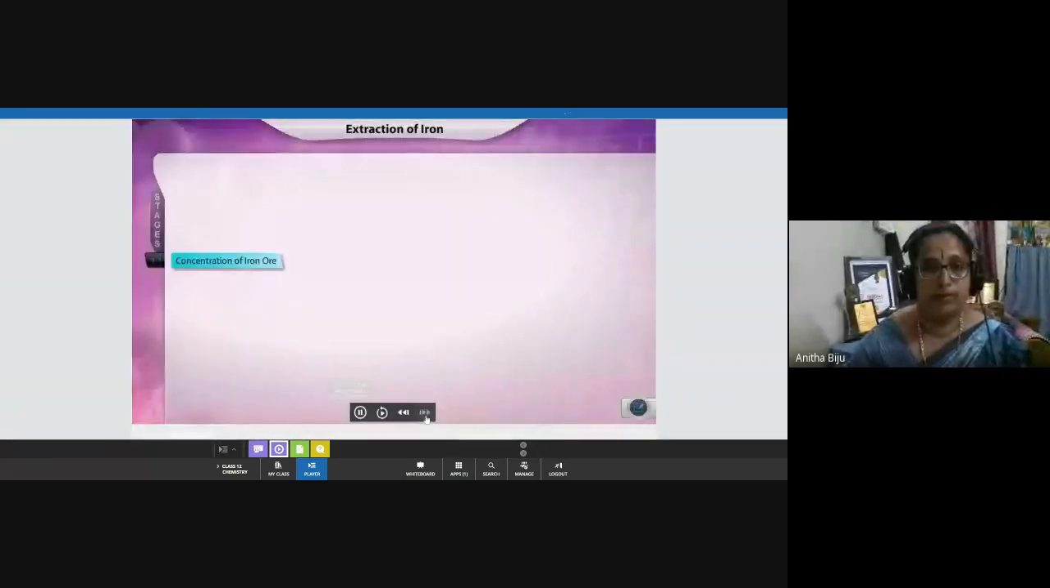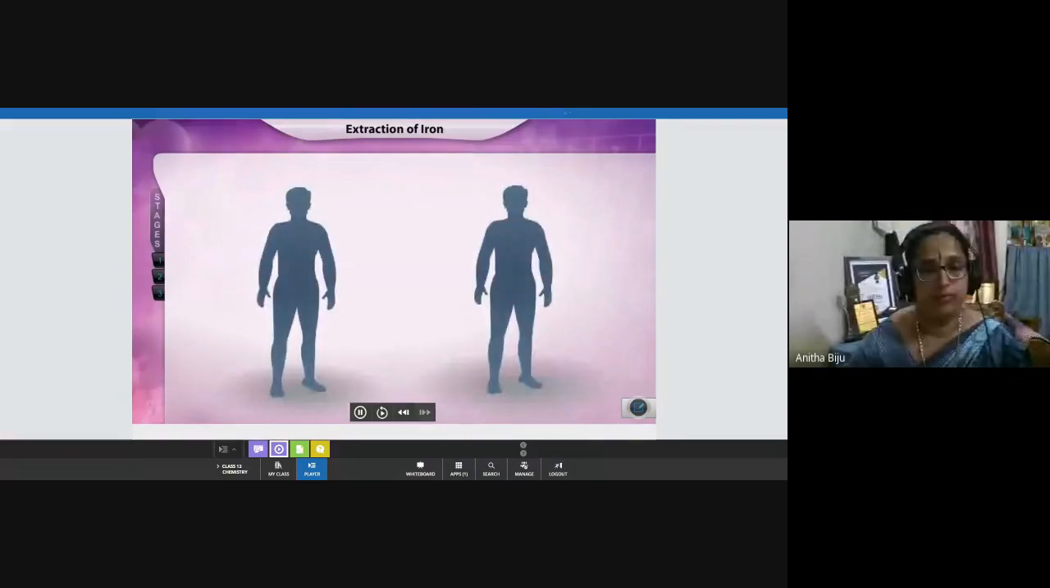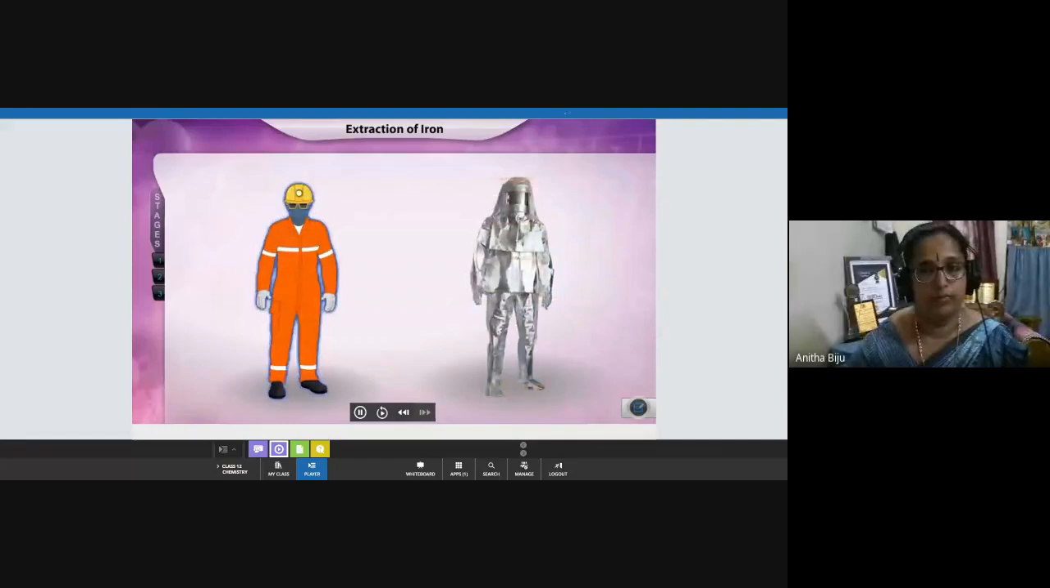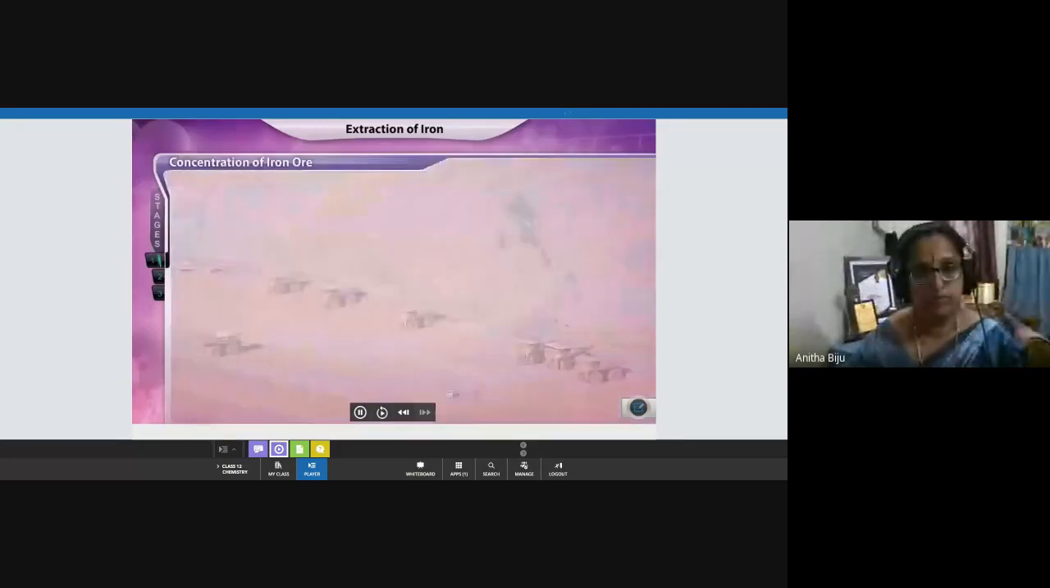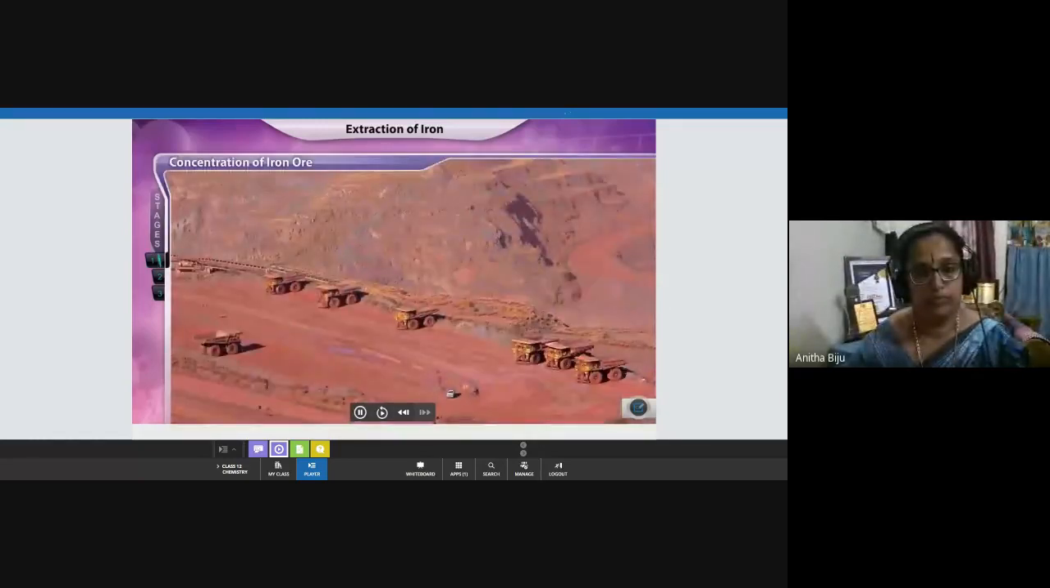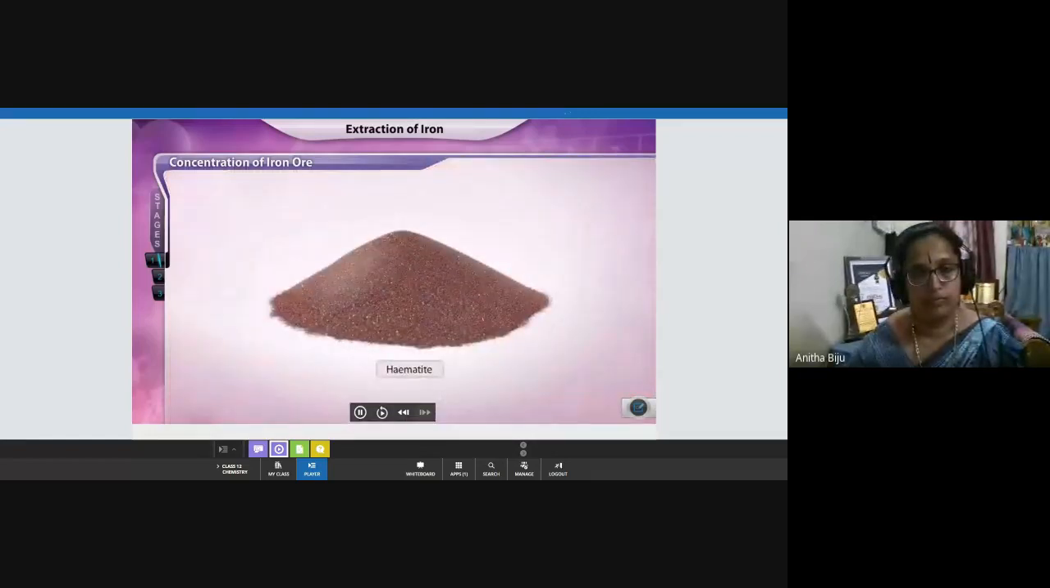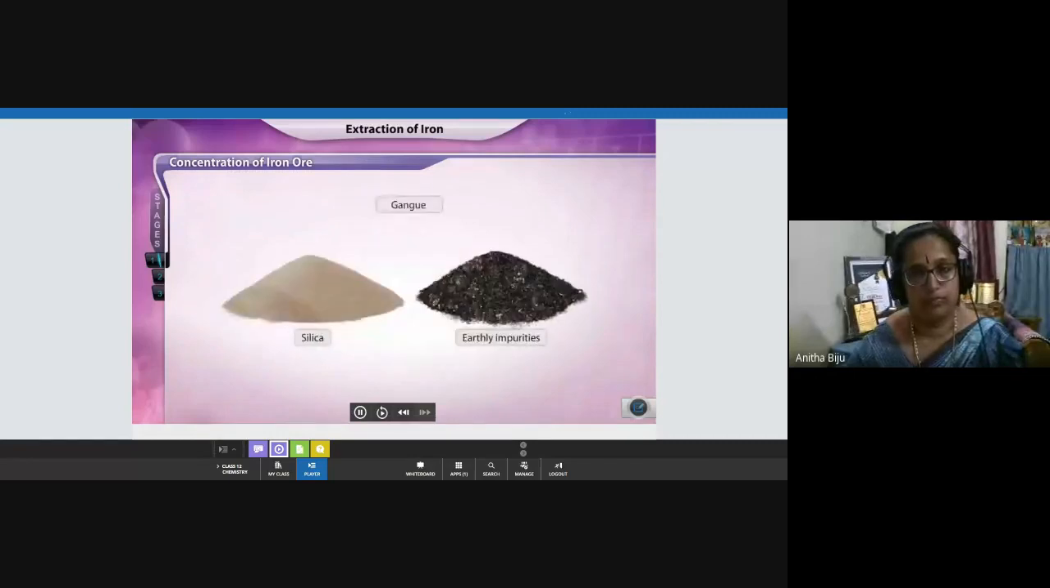In this lab, you will be taken through the steps of iron extraction. Let us start right away. Note, iron extraction takes place at high temperatures, and hence all personnel wear protective equipment to keep safe from potential hazards. Iron is mainly extracted from its principal ore, hematite. Ore obtained from the mine contains gangue, which largely consists of silica and earthy impurities. This you can mention.